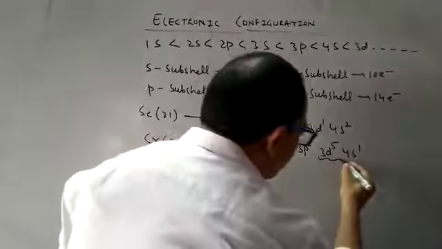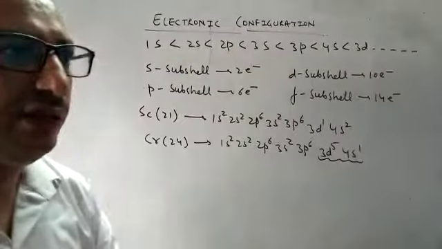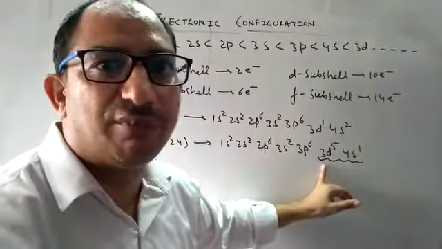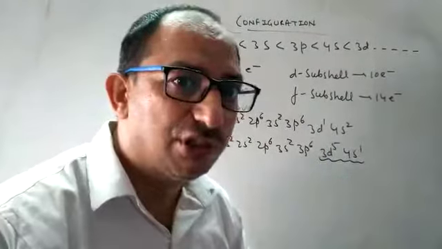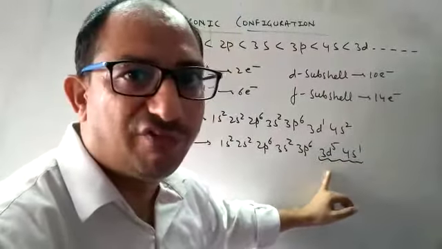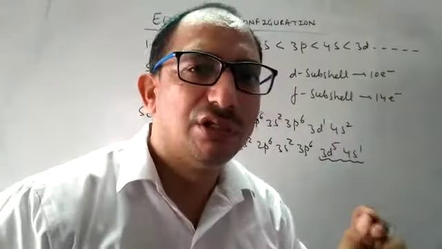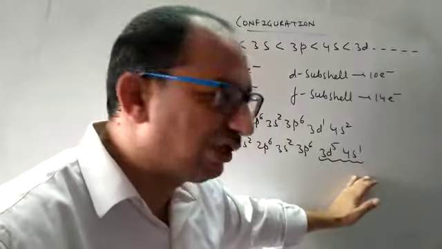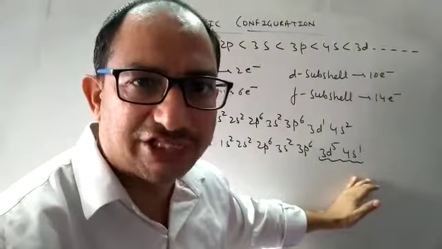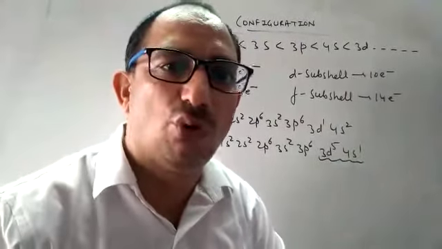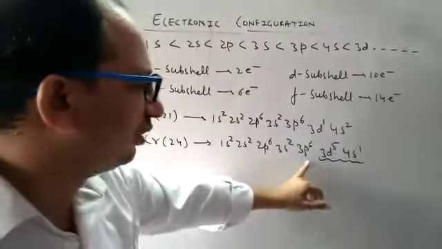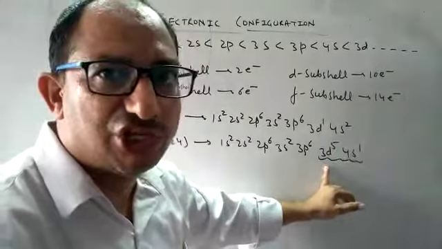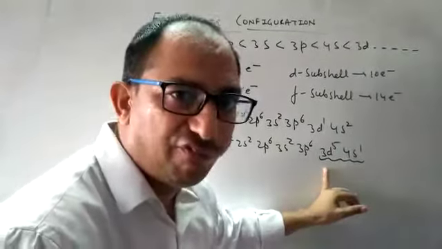Similarly, if I say chromium, atomic number 24: 1s2 2s2 2p6 3s2 3p6 4s1 3d5. See the configuration, 4s1 3d5. The rule says 4s2, then the electrons left must enter 3d, but we write 4s1 3d5. Chromium has an exceptional electronic configuration. Why is it so? We will discuss in the next class. Today we will focus only on electronic configuration. So you have to pay attention that chromium has the configuration of 4s1 3d5.